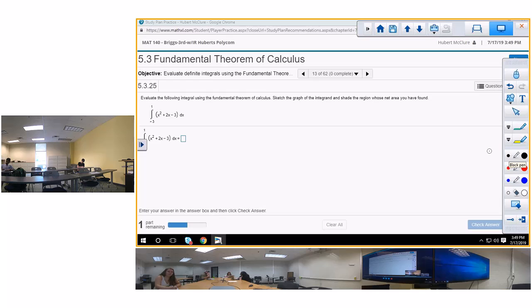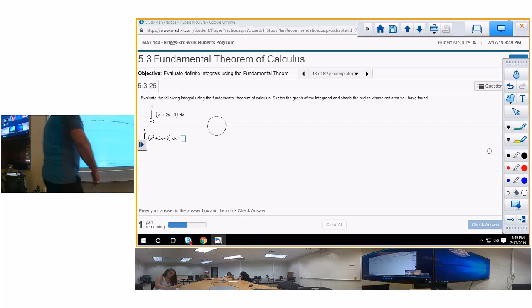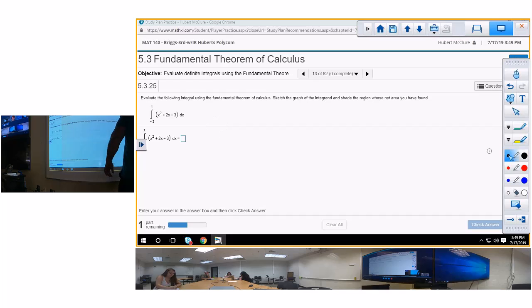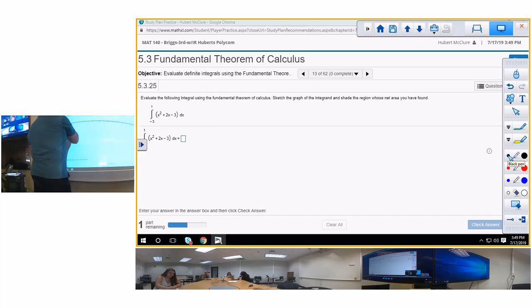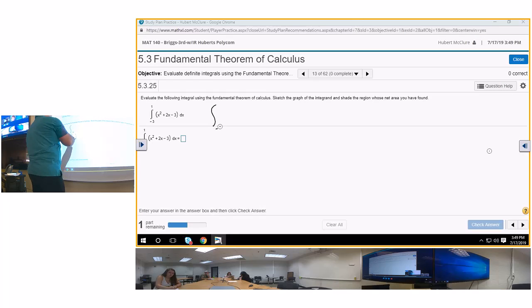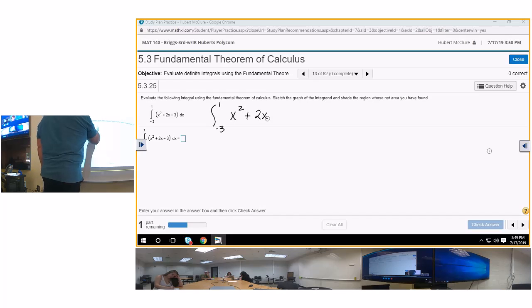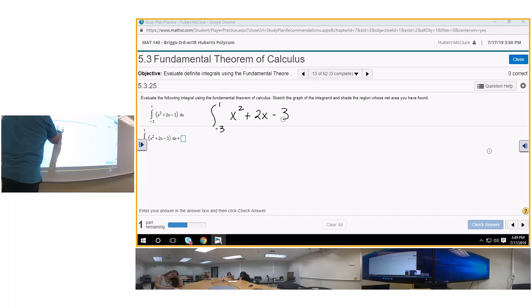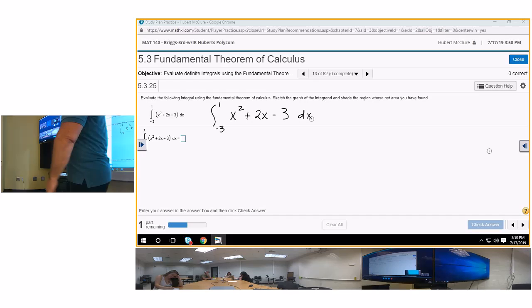This one says the antiderivative from -3 to 1 of x squared plus 2x minus 3 dx. I'm going to give y'all a minute to get it started.